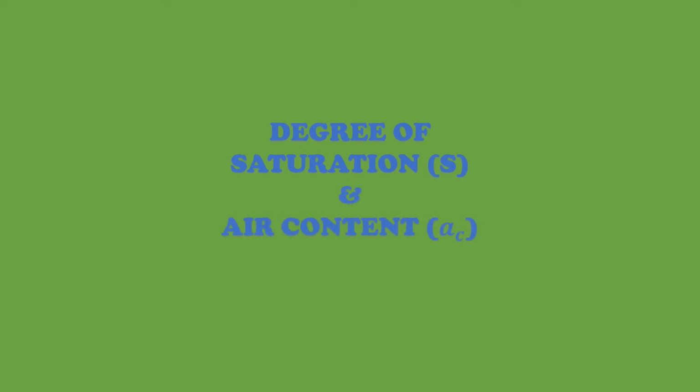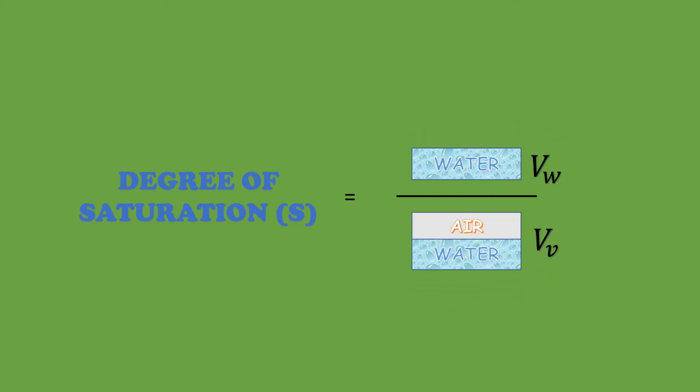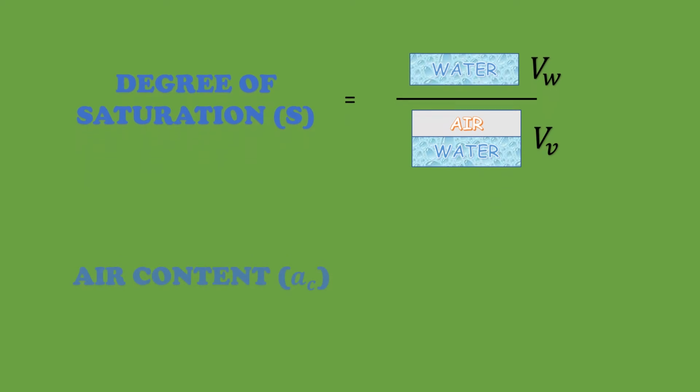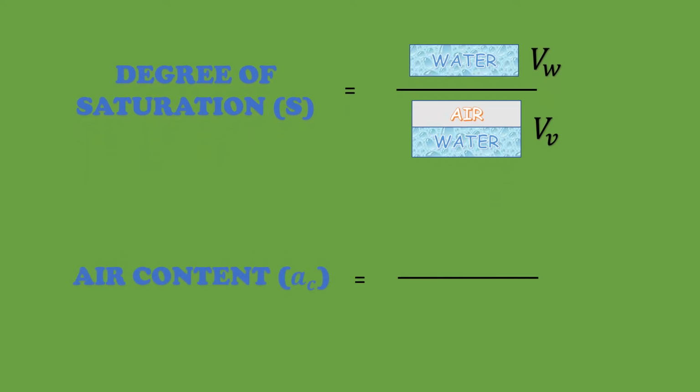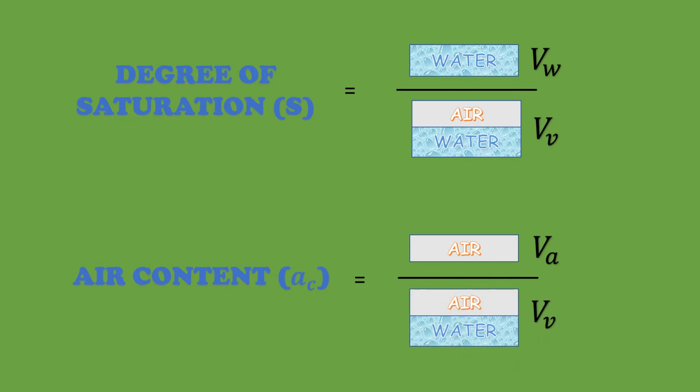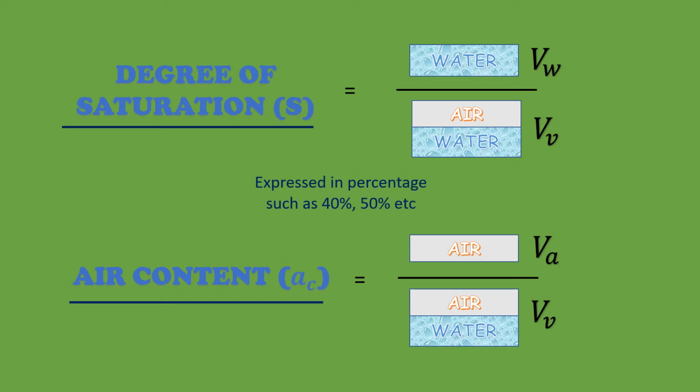The third volumetric relation is degree of saturation and air content. The degree of saturation is defined as the ratio of the volume of water to the total volume of voids. And air content is defined as the ratio of the volume of air to the total volume of voids. Both degree of saturation and air content are expressed as a percentage, such as 40%, 50%, etc.